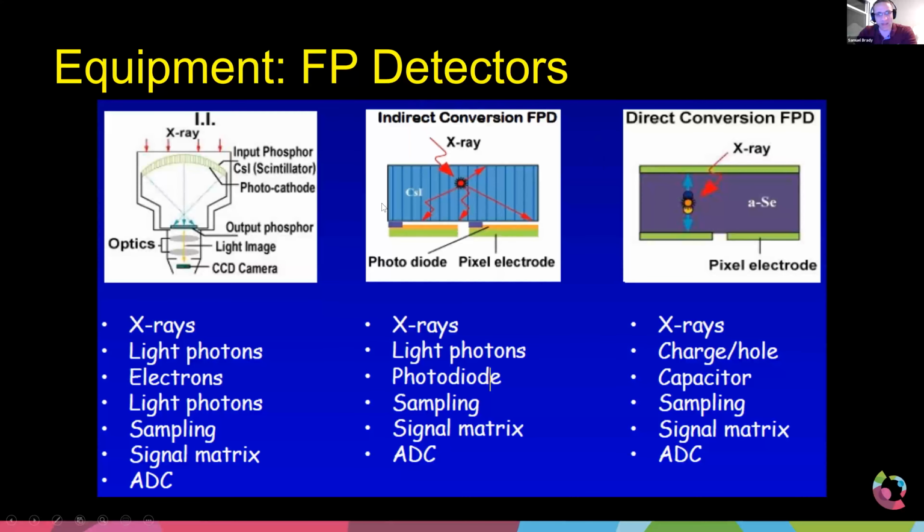It's the same as the flat panel detector. These flat panel detectors have a cesium iodide set of crystals on top. And so the X-ray comes in, light comes out, we collect that, and that's what we turn into a signal. This is called an indirect conversion.